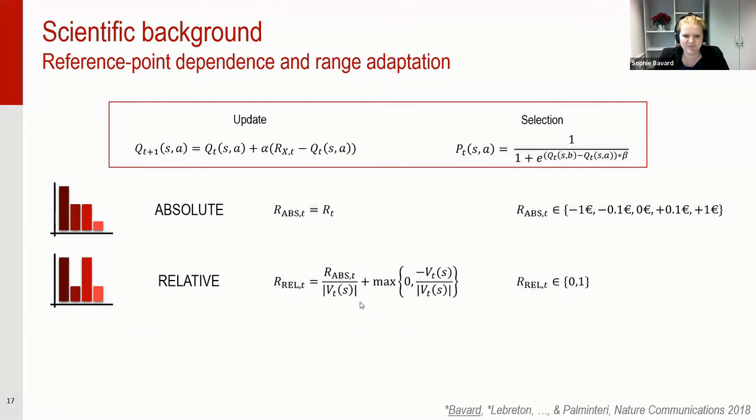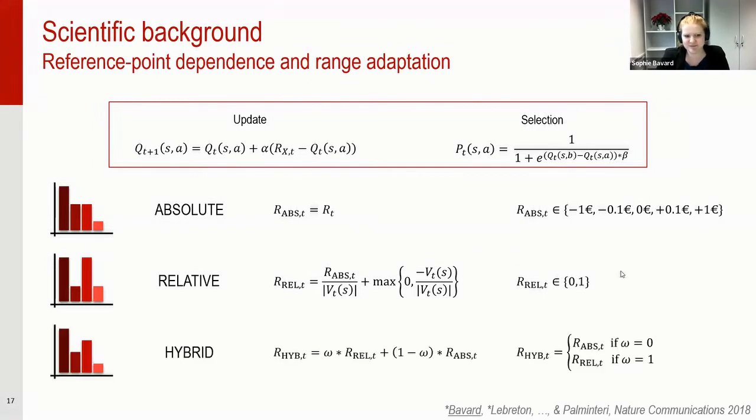So for example, in this model, a reward of 0 would have a value of 0 if it's in a gain context, but a value of 1 if it's in a loss context, because the other possible reward would be negative. So getting 0 would be the best reward that you can have in this context. We can come back to this equation during the questions if you want to. And finally, the hybrid model is a weighted sum between the two extreme valuations, with an additional weighting parameter that goes from 0 to 1.